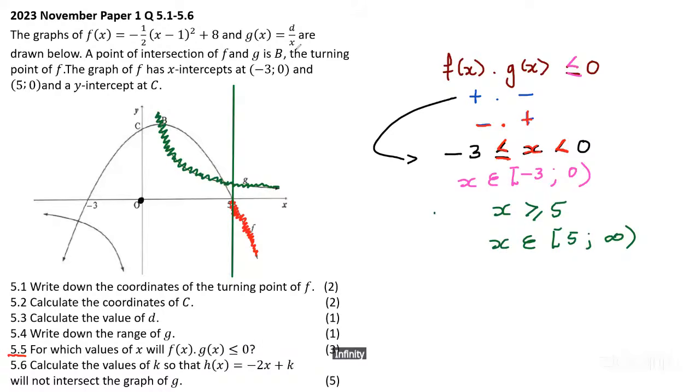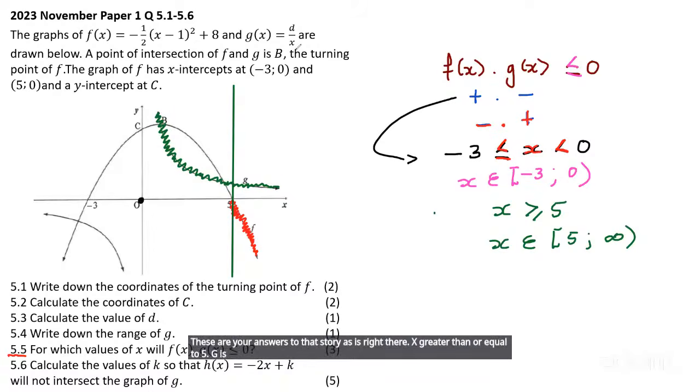These are your answers to that story right there. x is greater than or equal to 5. g is above, f is below, g is positive, f is negative. Let's go out with a bang. I'm ready for 5.6, last man standing. We are going out with a bang.